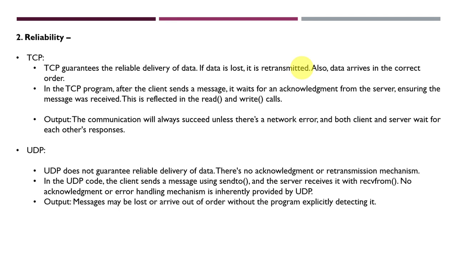UDP does not guarantee reliable delivery of data. There is no acknowledgement or retransmission mechanism. In UDP code, the client sends a message using sendto, and the server receives it with recvfrom. No acknowledgement or error handling mechanism is inherently provided by UDP. Messages may be lost or arrive out of order without the program explicitly detecting it.